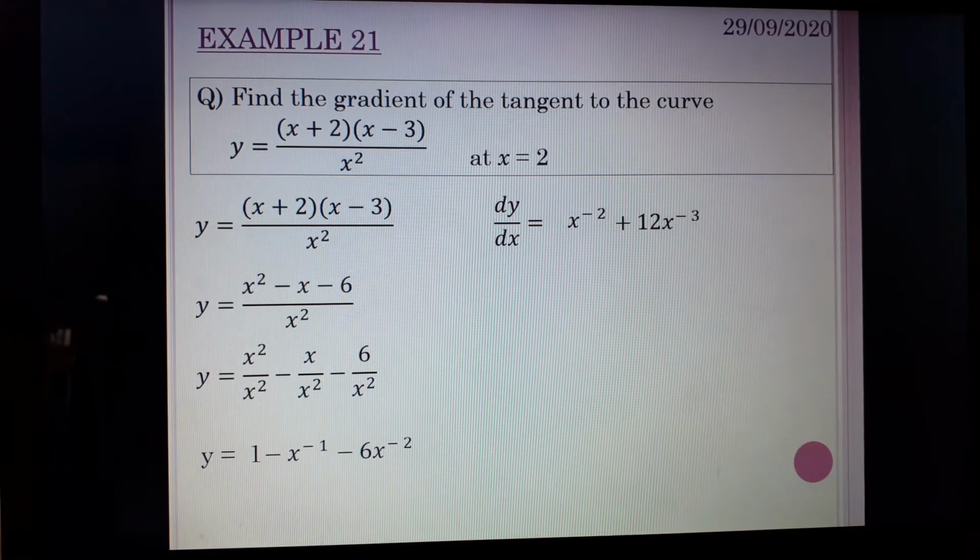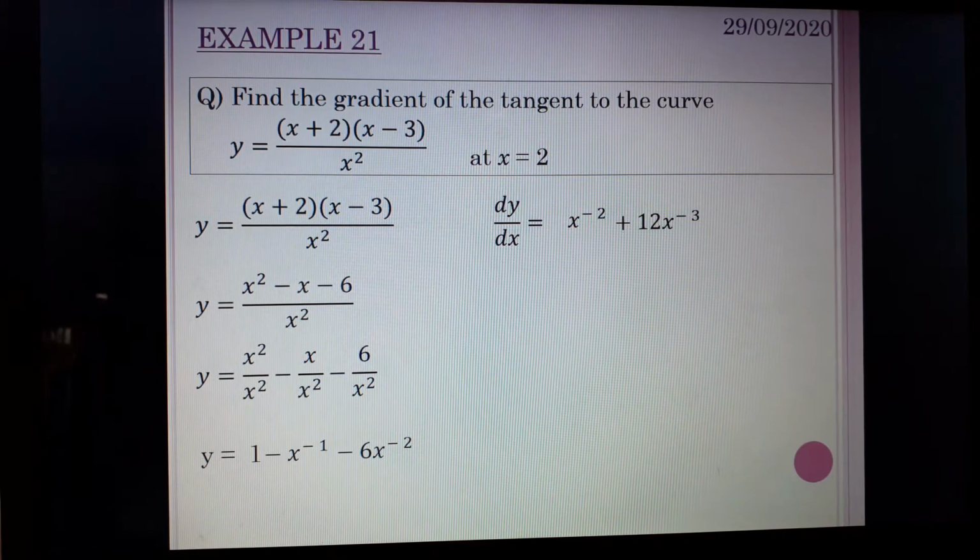Now, the question was asking you to find the gradient of the tangent to the curve. And again, just to go back to that context, that's a very common differentiation context. When you're trying to find the gradient of the tangent to the curve, you recognise that that's the same as f dashed of x, or in this case now dy by dx, and f dashed of x and dy by dx is actually the same as the gradient when you have an x value to put into that dy by dx or f dashed of x.